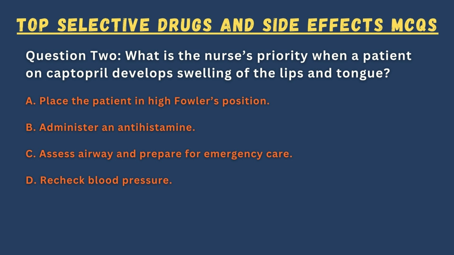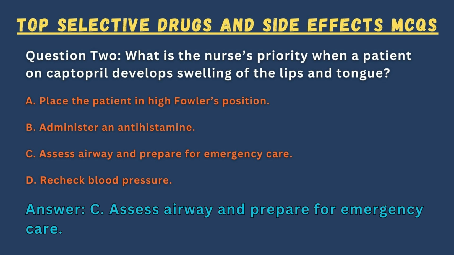Question 2. What is the nurse's priority when a patient on captopril develops swelling of the lips and tongue? A. Place the patient in high Fowler's position. B. Administer an antihistamine. C. Assess airway and prepare for emergency care. D. Recheck blood pressure. Answer: C. Assess airway and prepare for emergency care.